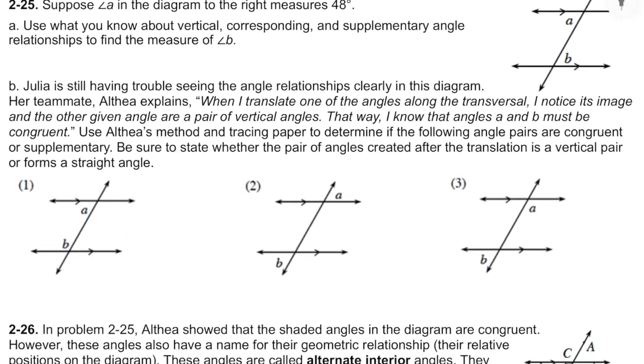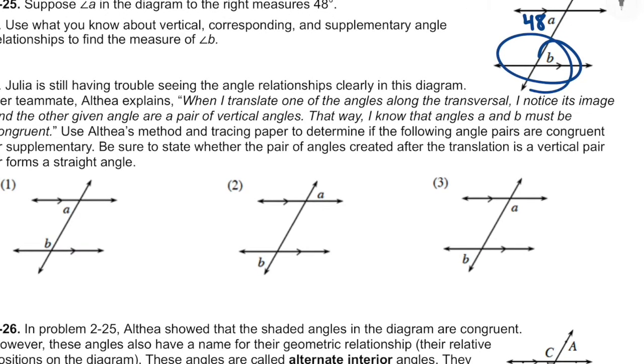So now 225 says, suppose angle A in the diagram to the right is 48 degrees. So we're going to put a 48 in our picture. It's really useful to be labeling these as you go. It's going to be really helpful in answering other questions. It says, use what you know about vertical, corresponding, and supplementary angles relationships to find the measure of angle B. So I am going to try to get this information from A down here so I can put it somewhere near B, so then I can see if I can find a relationship with that.